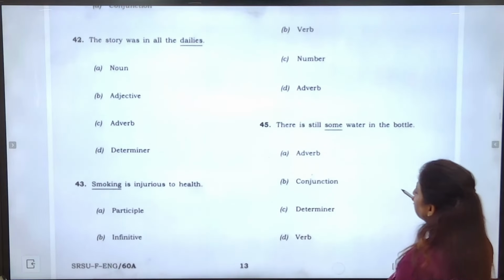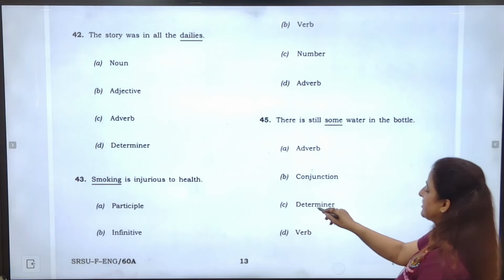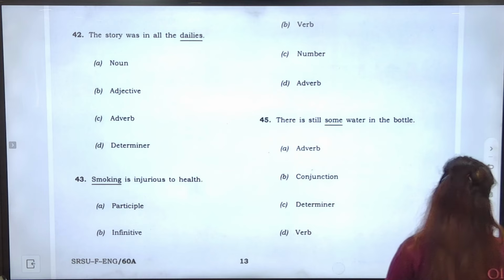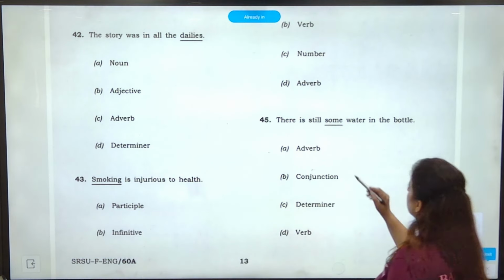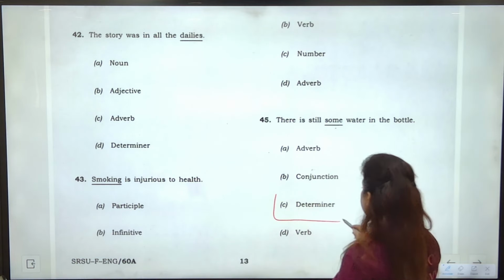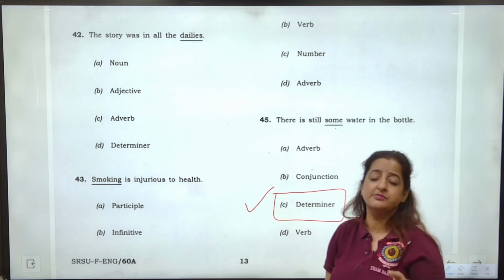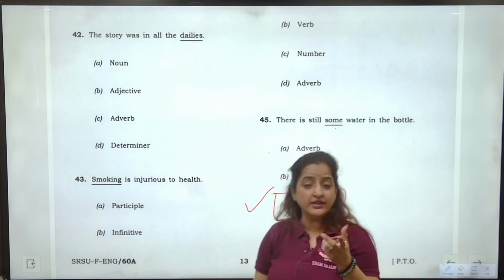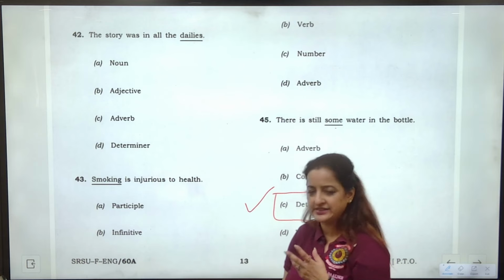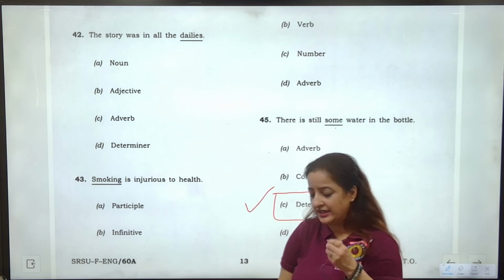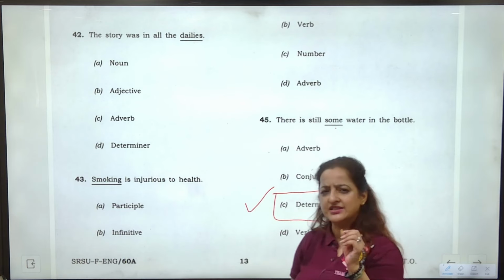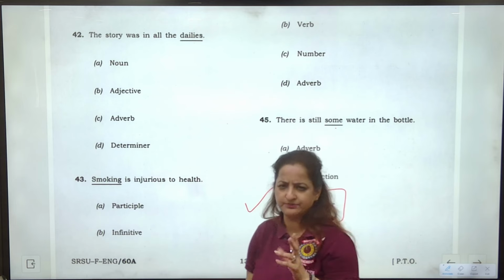Question 45, there is still some water. The word some is a determiner. It's a quantifier, na, because it's a determiner. Now, 6 things come under determiners. Articles also come under determiners. Ordinals also come under determiners. First, second, third. Numerals also come. Even quantifiers, words like little, few, much, less, several. Determiners.